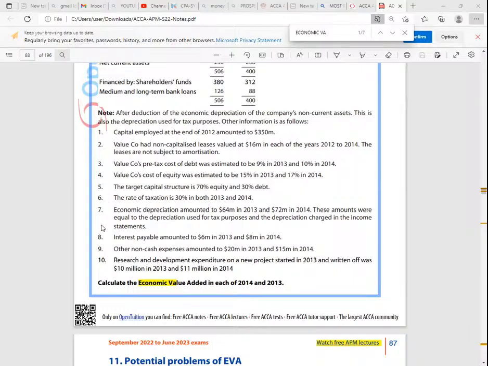Number 7, economic depreciation amounted to 64 in 2013 and 72 in 2014. These amounts were equal to the depreciation used for tax purposes and the depreciation charged in the income statement. So can a good student help us think through this? What do you think about this depreciation? Are we going to pass an adjustment or we leave it out of our operations?